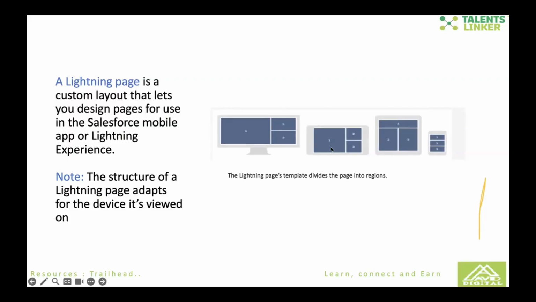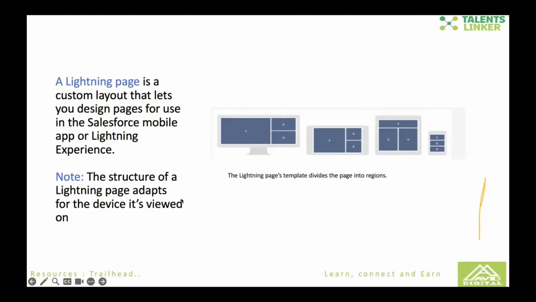Why? Just because of the template that you decide to pick at the end of the day. You have the option to go by one of two regions, three regions, four regions, or the one that is just vertical like that. The structure of a Lightning page adapts to the device it is filled on.